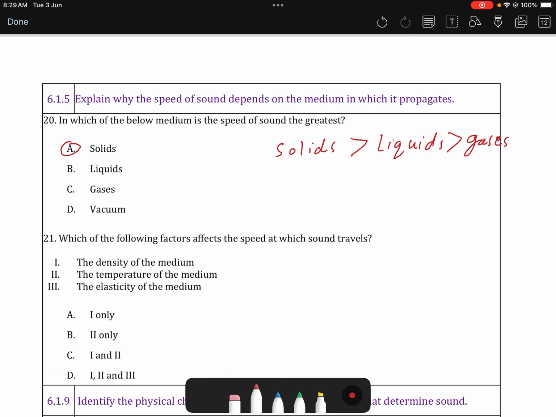So that is the order. It depends on the density of the material. Solids usually are denser than liquids, which are denser than gases. Okay.